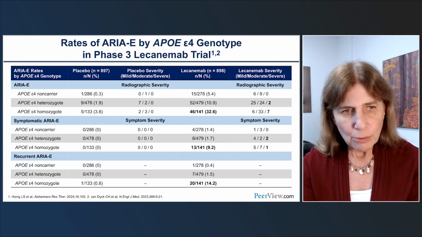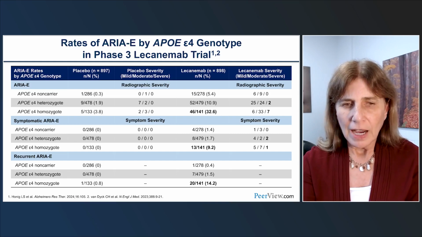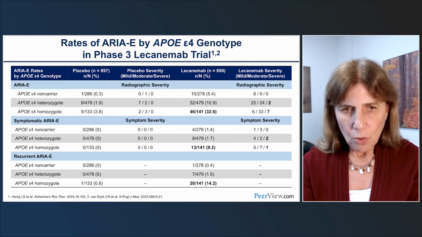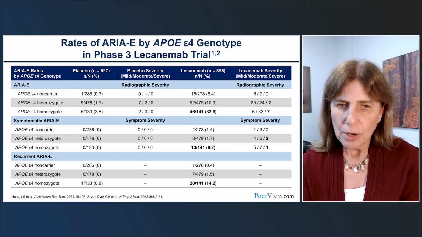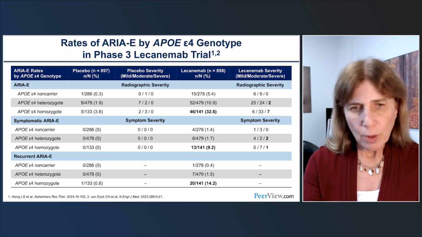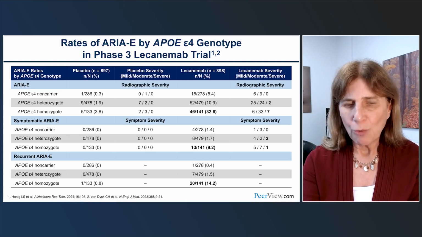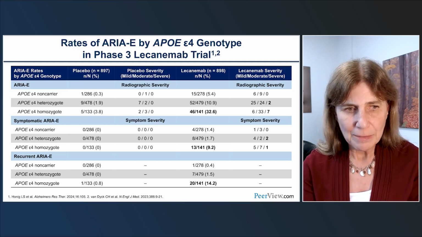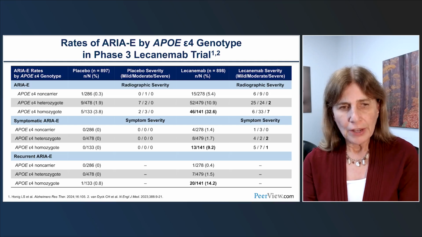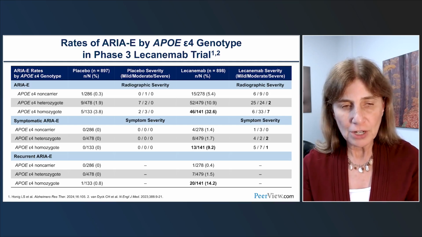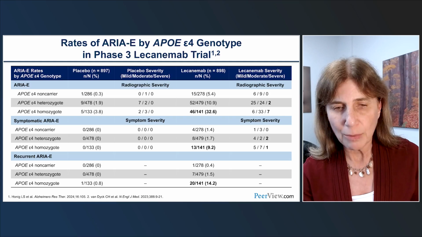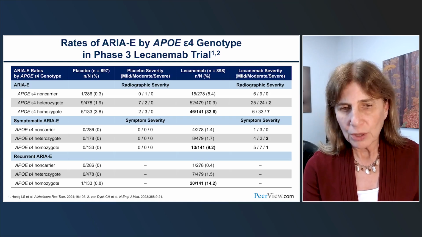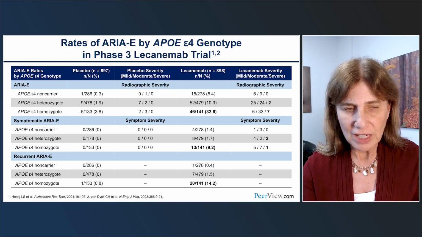And similarly with ARIA-E, the symptomatic rates are quite low, but nonetheless, with the APOE4 homozygotes you have a 9.2% risk of symptomatic ARIA-E, whereas it was symptomatic in 1.4% of the non-carriers and 1.7% in the heterozygotes. And finally, recurrent ARIA: ARIA often happens just once in any given patient and doesn't tend to recur. However, there is a greater risk of recurrence in the APOE4 homozygotes. About 14% will have recurrence compared with 0.4% in the non-carriers and 1.5% in the heterozygotes.